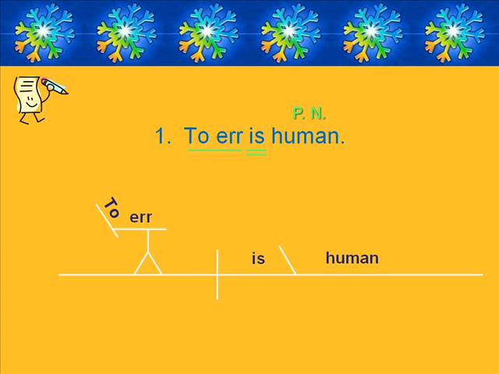Here's the answer for that one. To err is the infinitive serving as the subject. It has to go up on the stilts because it's an infinitive. Human is the predicate nominative because we have a linking verb, and to err is the same or equal as human.